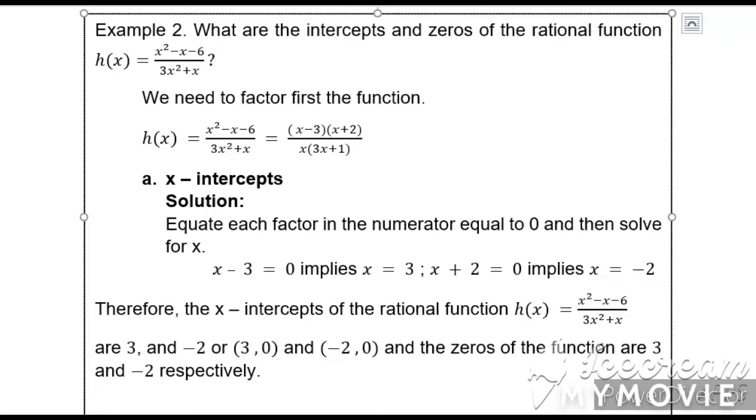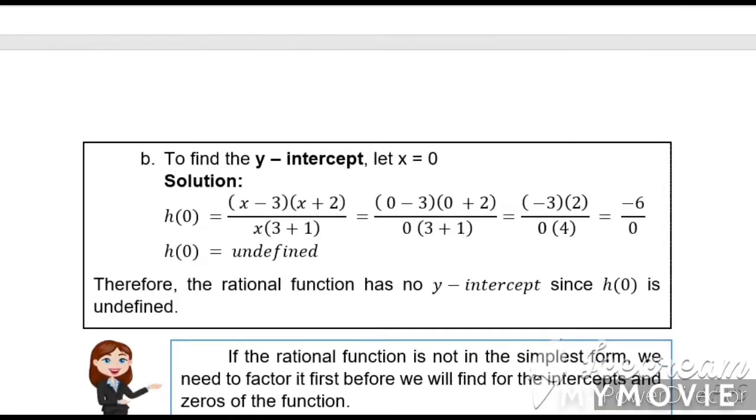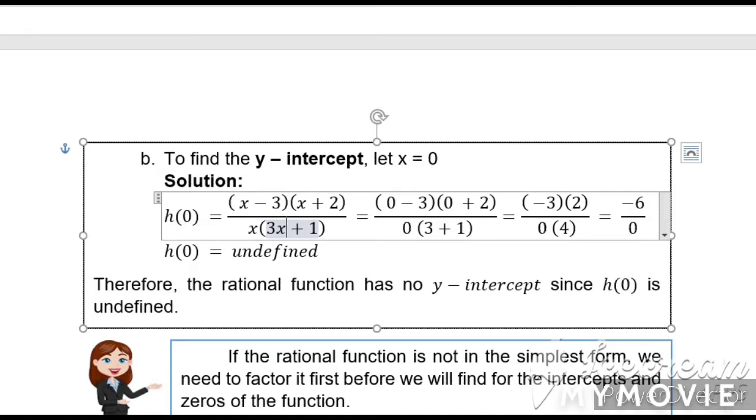Let's now find our y-intercept. So to find the y-intercept, let x equals 0. So we have the function h of 0 is equal to x minus 3 times quantity x plus 2 over x times 3x plus 1. So substitute the value of x, which is equal to 0. 0 minus 3 times 0 plus 2 over 0 times 3 times 0 plus 1.